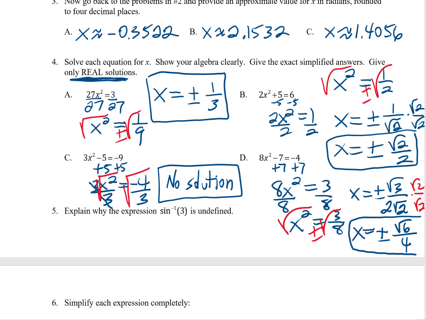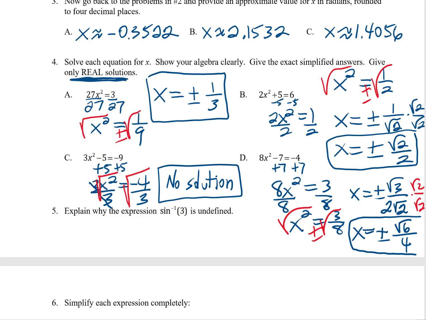Finally, number 5, sine inverse of 3. If we tried to work that out on the calculator, we'd get an error. It doesn't exist. Why is that? Well, what is the 3? Is it an angle? Is it a ratio? It's got to be a ratio because it's inside the sine inverse function.